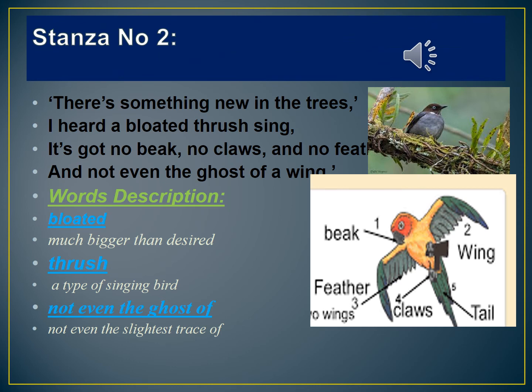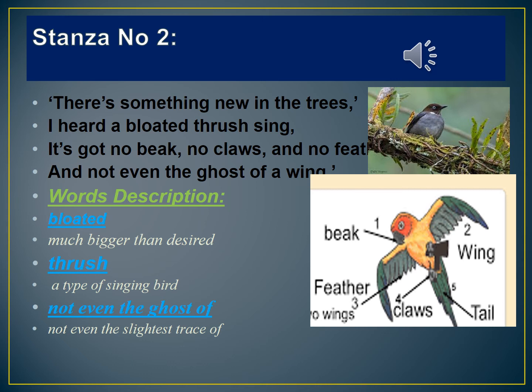Second stanza of the poem. There's something new in the trees. I heard a bloated thrush sing. It's got no beak, no claws, and no feathers, and not even the ghost of a wing.